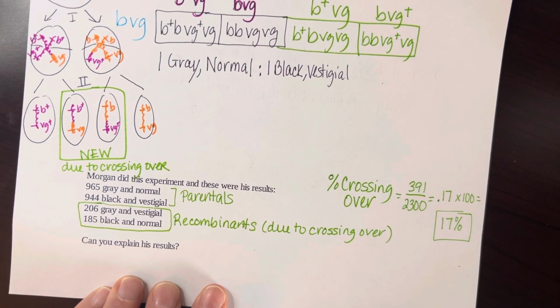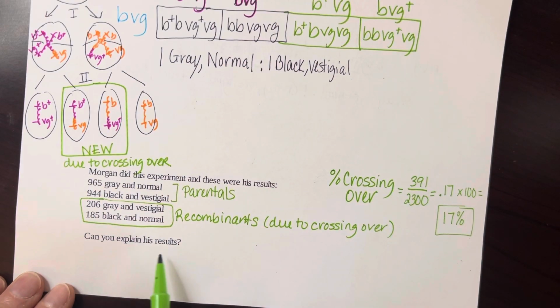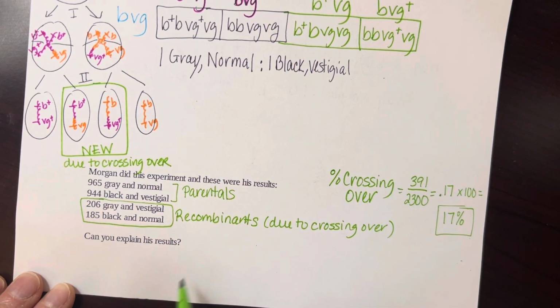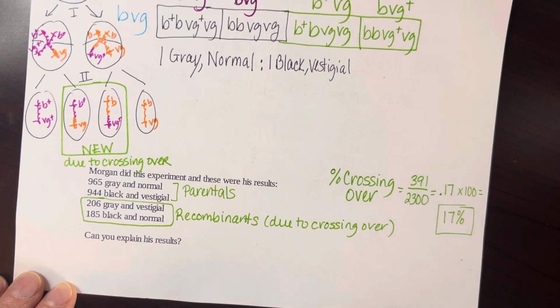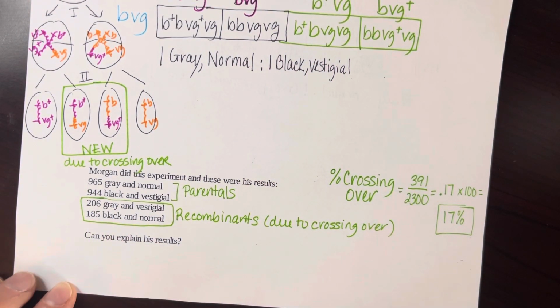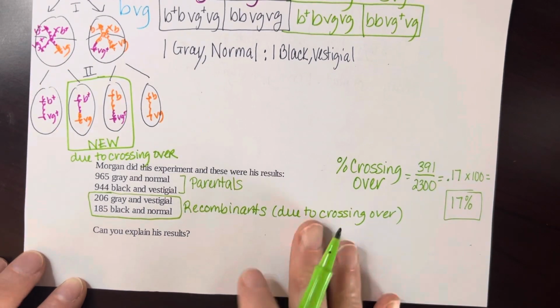Okay, and so when it says, can you explain the results, what I would like you to do is write into words what I just explained. And then you're going to turn this in, and I'm going to check your writing in words that you understand how he got these results. All right, turn this into Google Classroom.